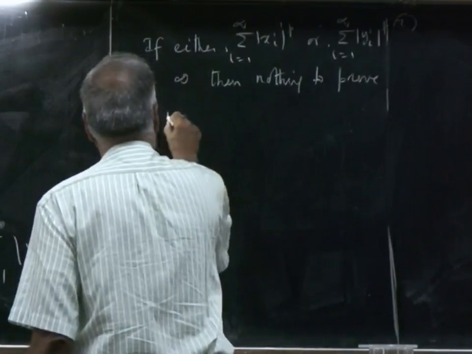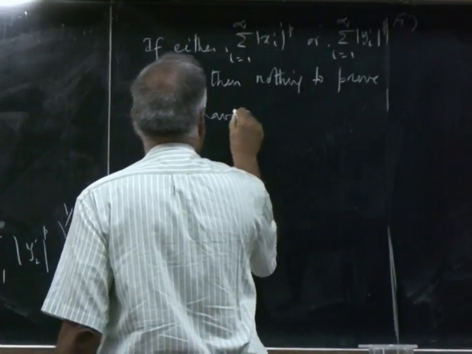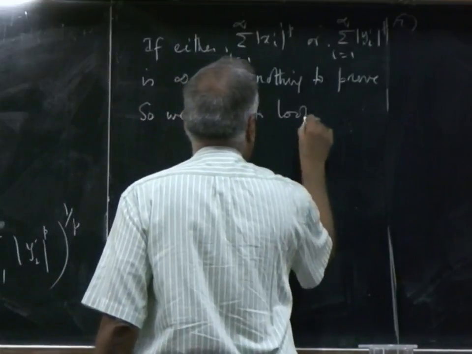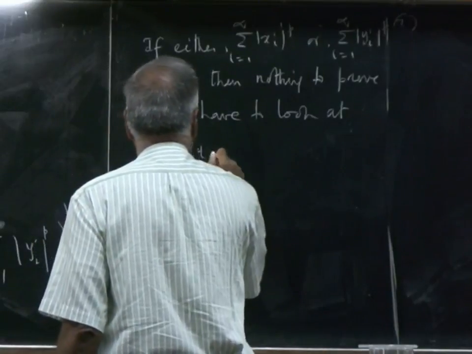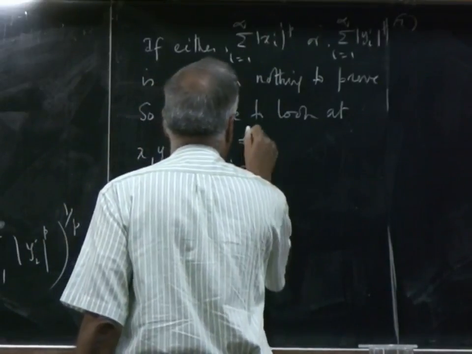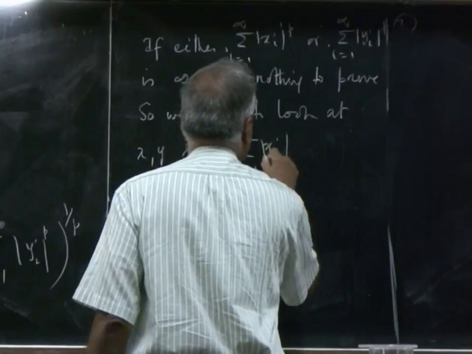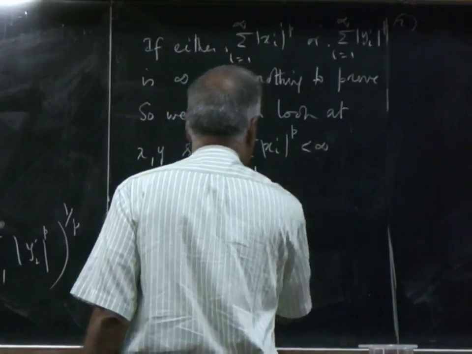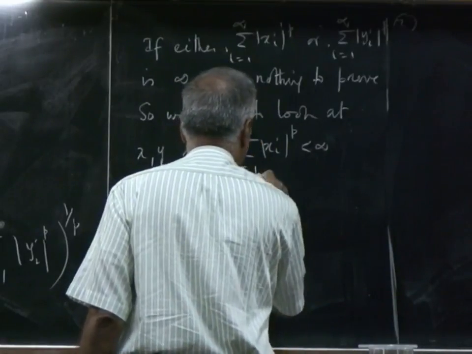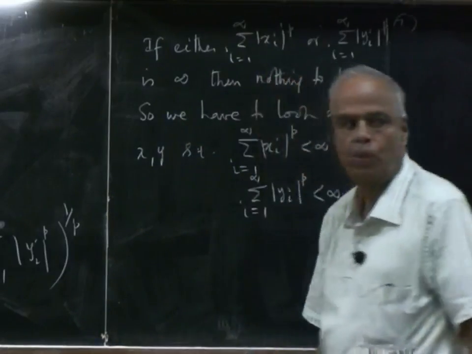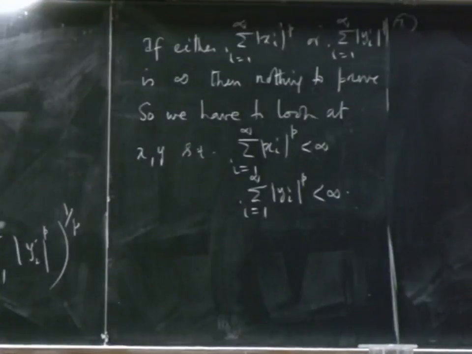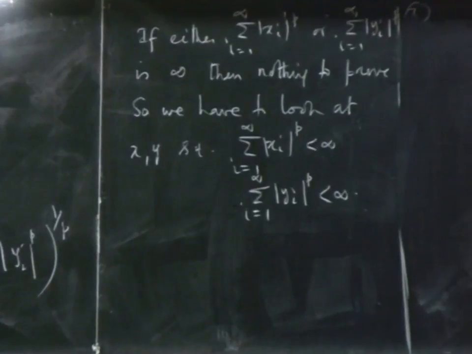So we have to look at x, y such that for both, these two are finite. For both, that must be finite, and then see whether we get it. It is trivial. One of them turns out to be infinite.